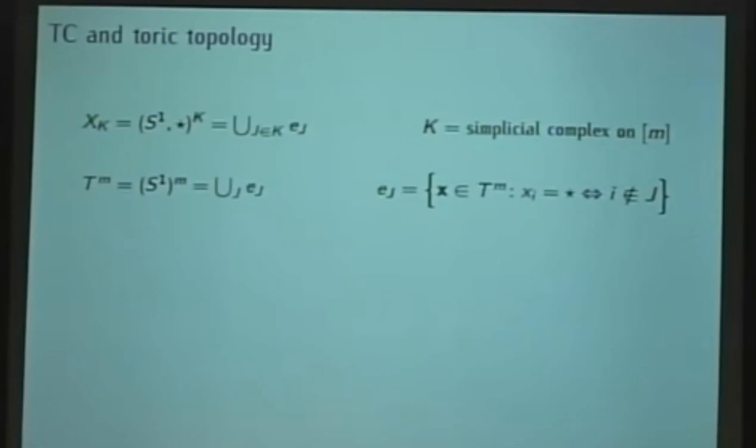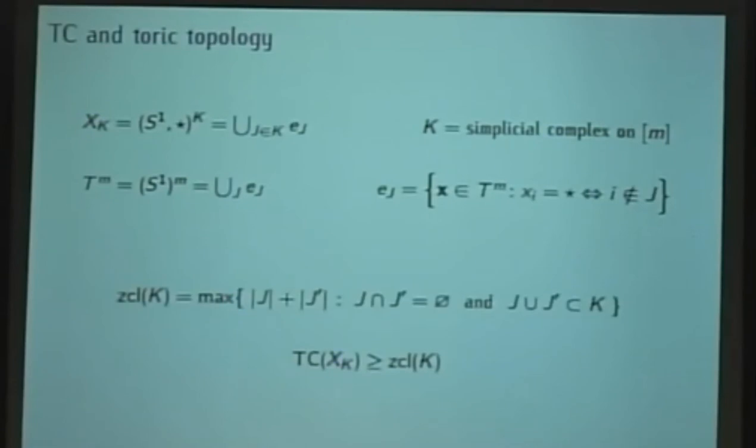Okay. So now, there is a general lower bound for topological complexity. This is something very simple, basic. Namely, the topological complexity of a space, this is a general result, a particular case of a more general result, TC of X is bounded from below by the zero cup length of the space. What is that?